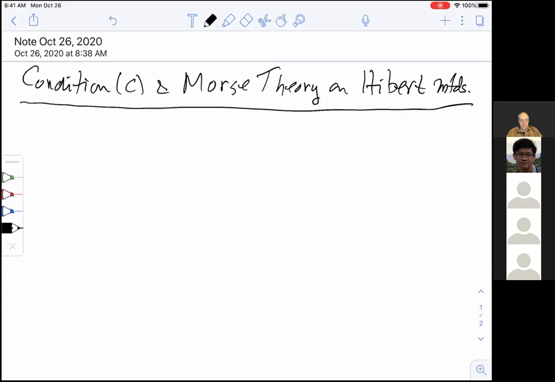All right, well, why don't we start? So today I want to do Morse theory in infinite dimensions. So it's going to be Morse theory for complete Hilbert manifolds, Hilbert manifolds with a complete Riemannian metric, and there is an extra condition which is crucial. It's called condition C. It was introduced independently by Palais and Smale. It's now called the Palais-Smale condition C.